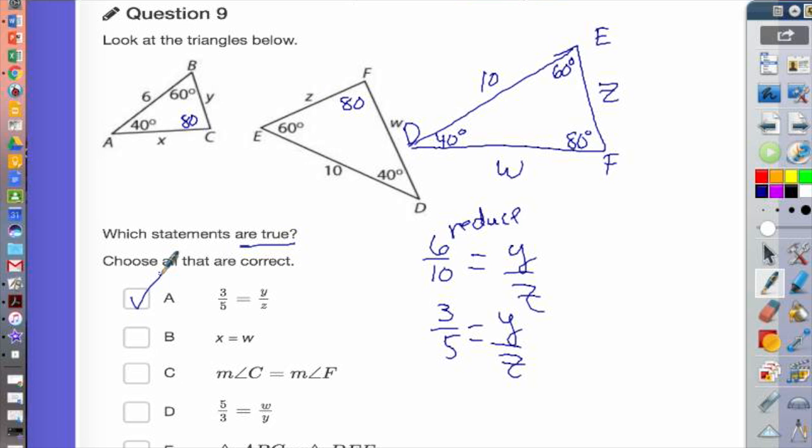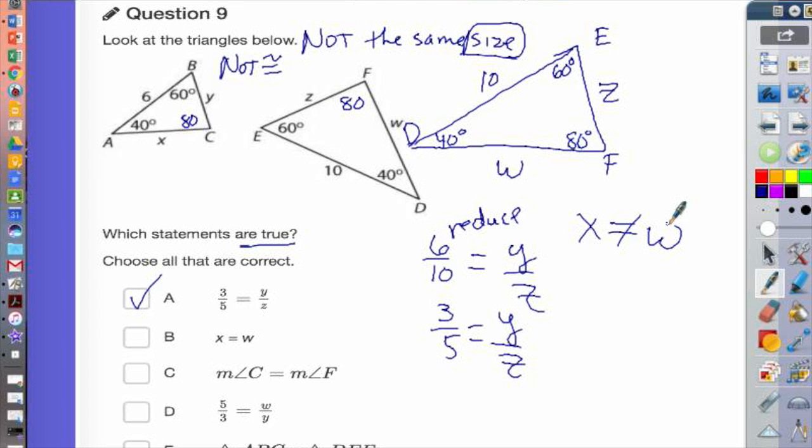X equals w. Well, they're not the same size, so they're not congruent. That means the side lengths are not the same. So x does not equal w. W is longer.